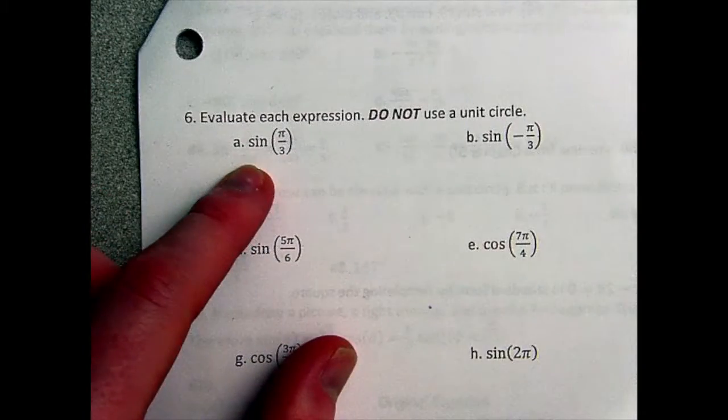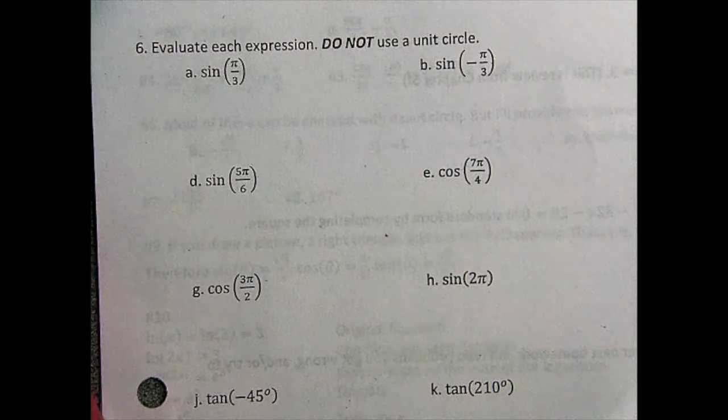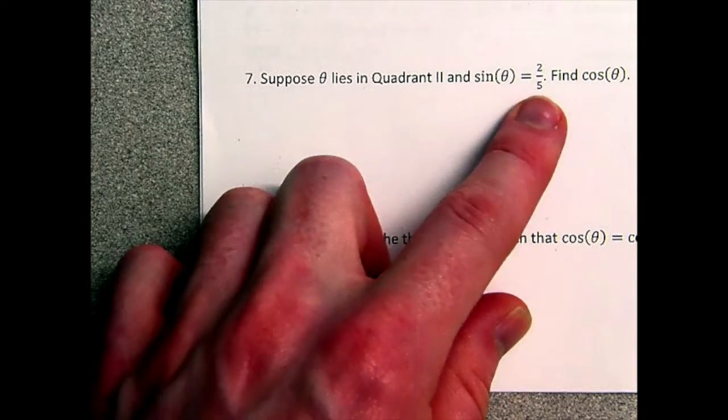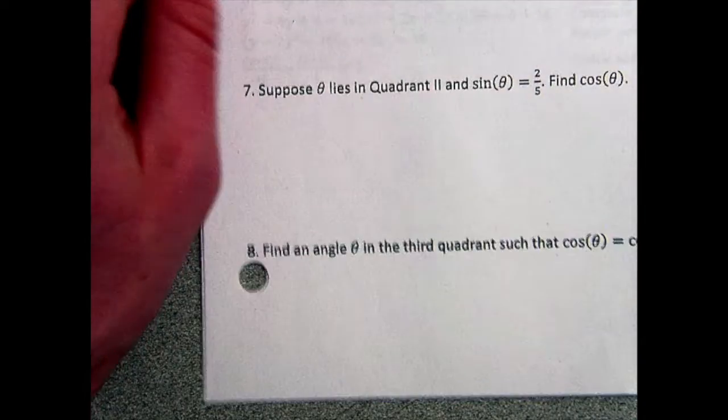Okay, moving on. These are just straightforward unit circle values. This is just checking, do you know your unit circle values? Moving on, let's see. Number 7, theta lies in quadrant 2, and sine of theta is 2/5. Find the cosine of theta.